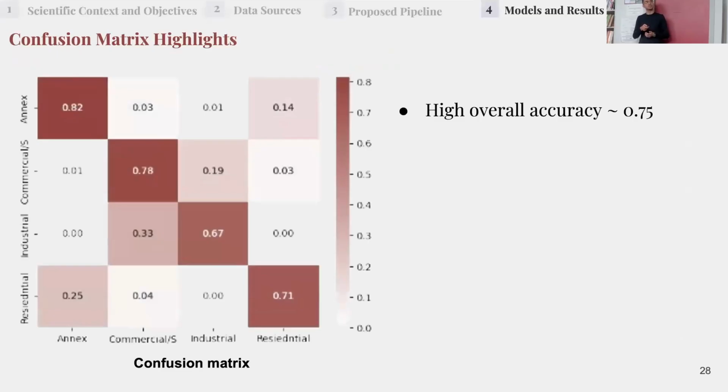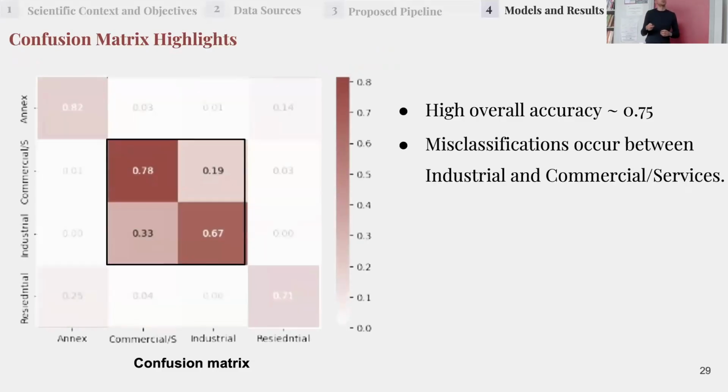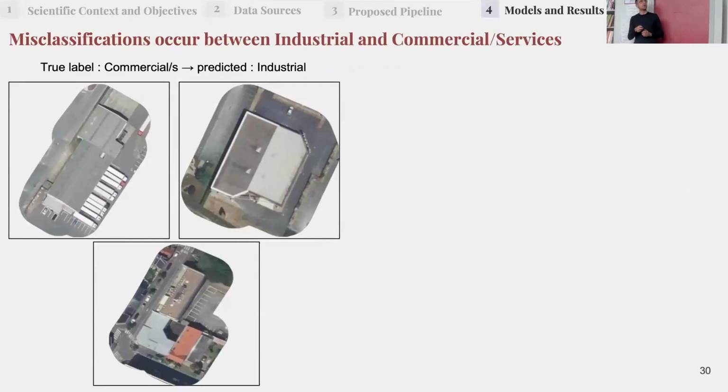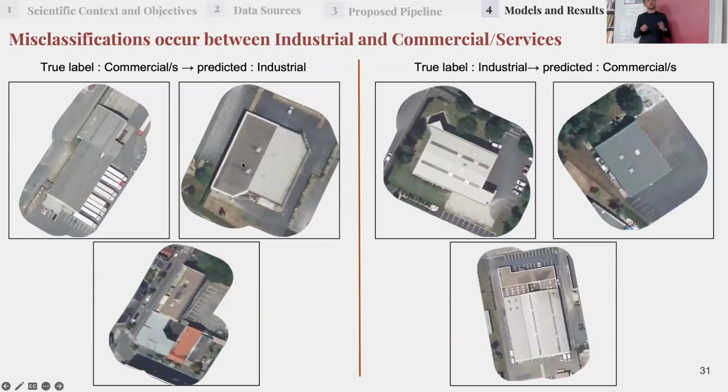The overall accuracy is 75%, but we have some errors that occur between two classes, the industrial and the commercial buildings. We show some examples of commercial buildings that the model predicts as industrial here, and on the right side, industrial buildings that the model predicts as commercial. As you can see, the examples are really close. That's why the model made this type of error.